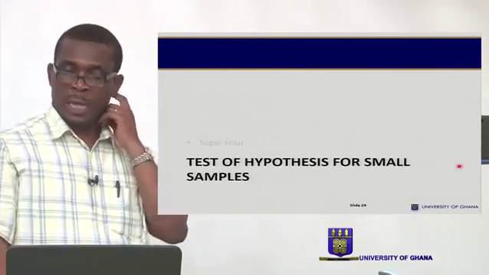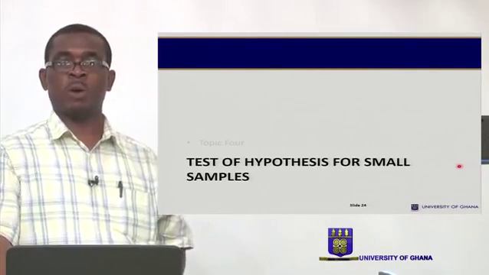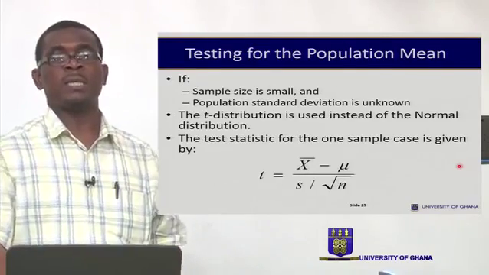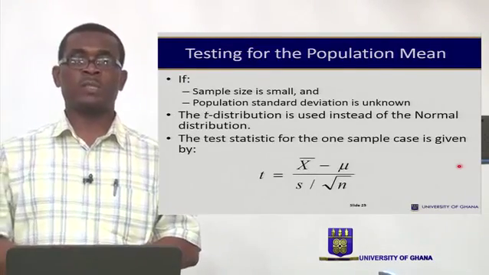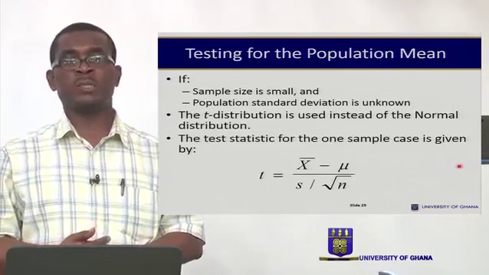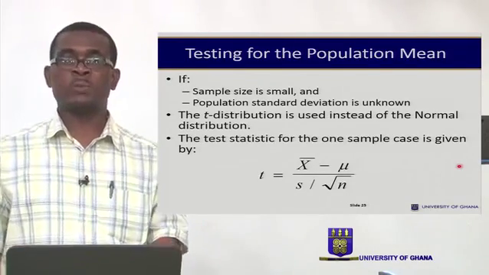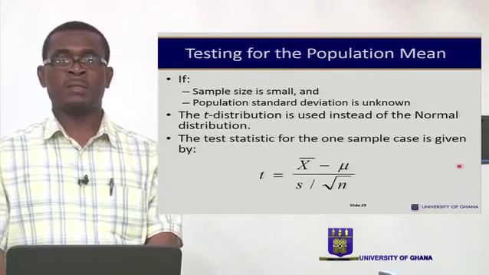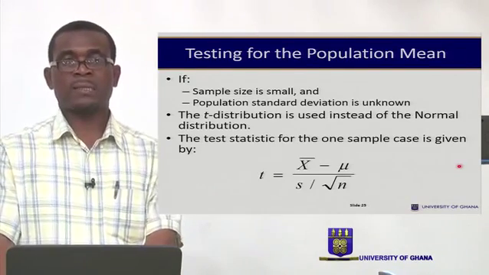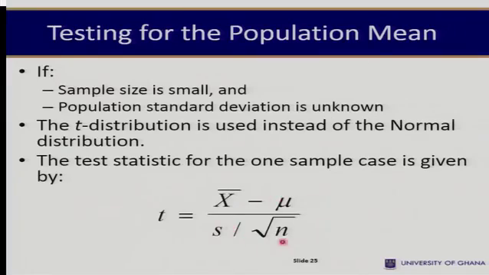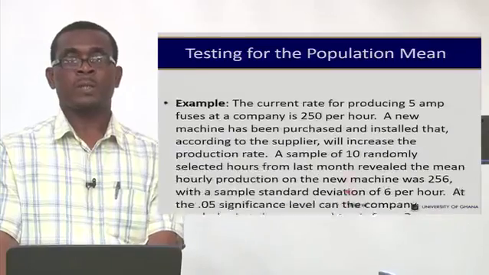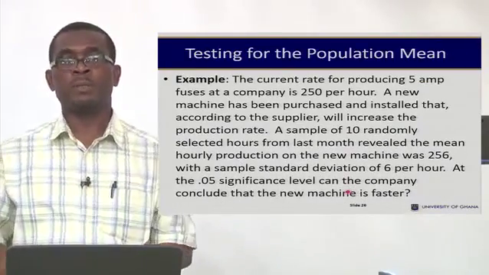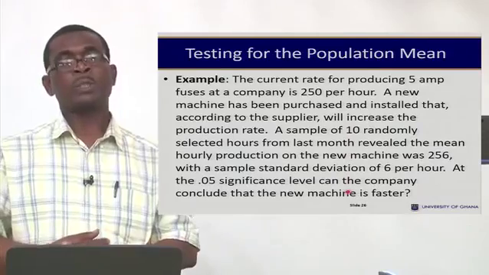Now let's conclude our discussion by looking at tests for small samples using the student's t. We've already discussed the student's t distribution. It is used in situations where the sample size is small and the population standard deviation is unknown. And the test statistic, as we indicated, will be the sample mean minus population mean divided by sample standard deviation over square root of n. So this is the example we want to work out.